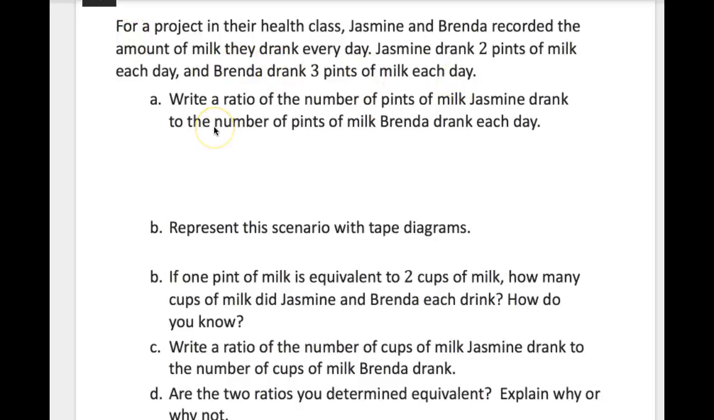Write a ratio of the number of pints of milk Jasmine drank to the number of pints of milk Brenda drank each day. The first one's kind of easy. All we have to do is write a ratio. Remember, when we're writing a ratio, we do want to make sure that we put the correct words first. So in this case, we want to write a ratio of the number of pints of milk Jasmine drank to, and there's our ratio word, to, the number of pints of milk Brenda drank.